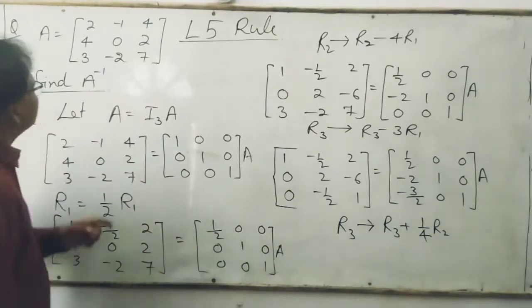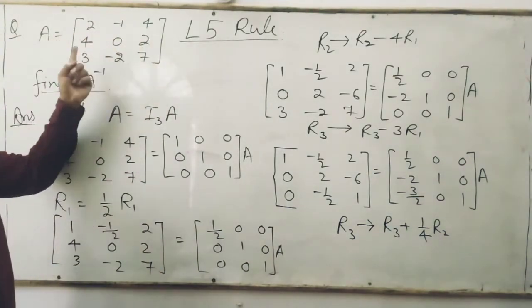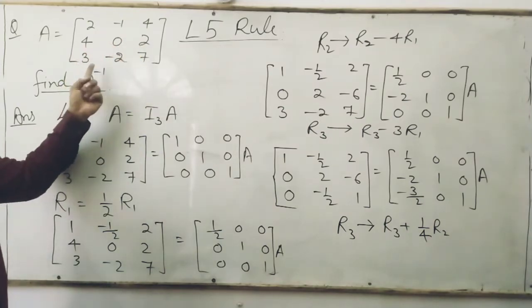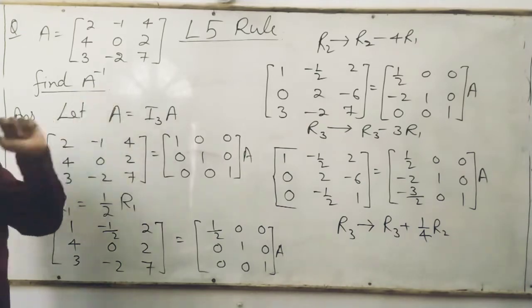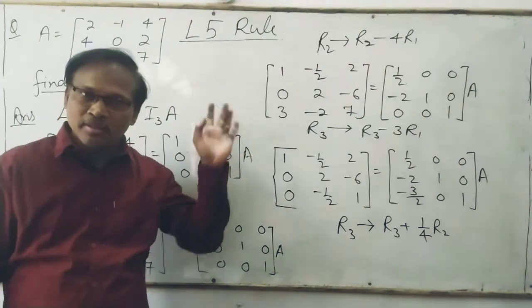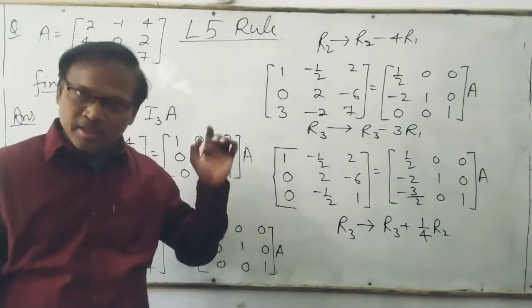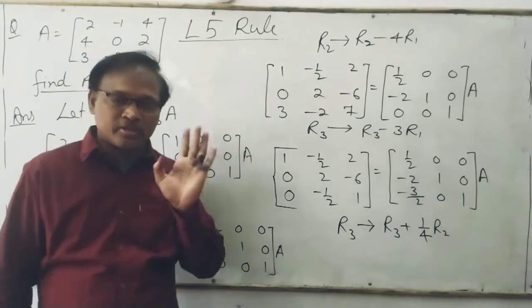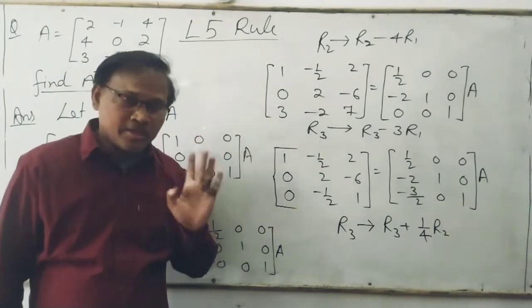The question is this: A is equal to [2, -1, 4; 4, 0, 2; 3, -2, 7]. You have to find A inverse by elementary row operation. That rule is made by me, so don't write "by L5 rule". It will be mentioned in the question: by using elementary row operation. In this you will apply it.